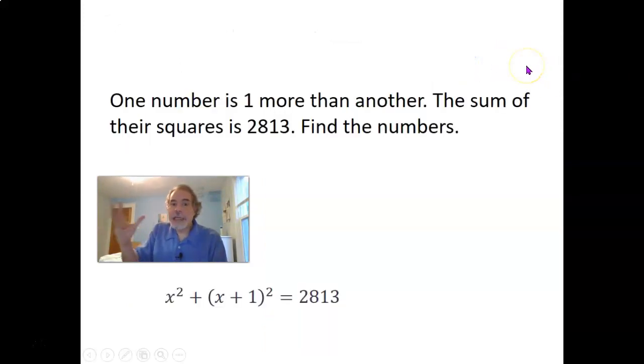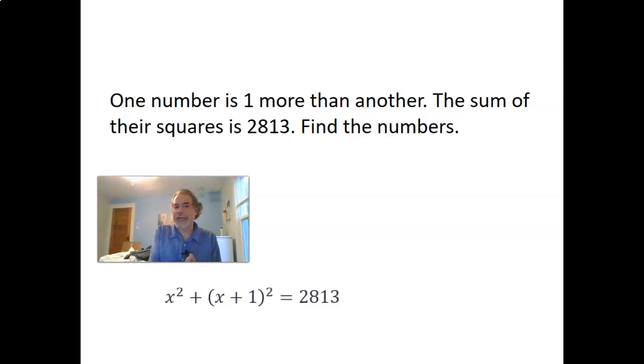Another beginning motivating example: one number is one more than another. So like if one of them's 2, the other one's 3. If one of them is 50, the other one's 51. Whatever one of them is, the other one is 1 bigger than that. The sum of their squares is 2,813. Find the numbers.